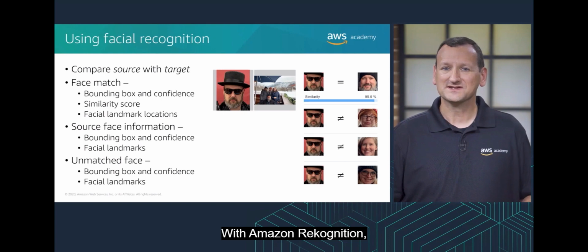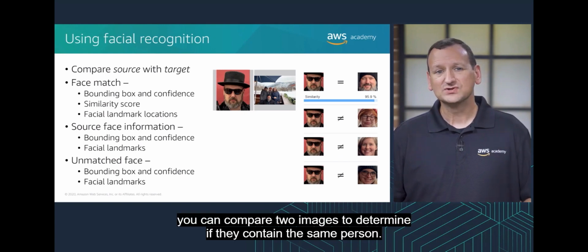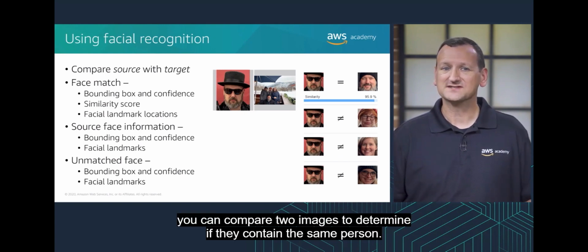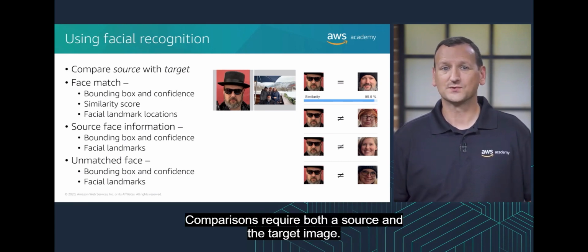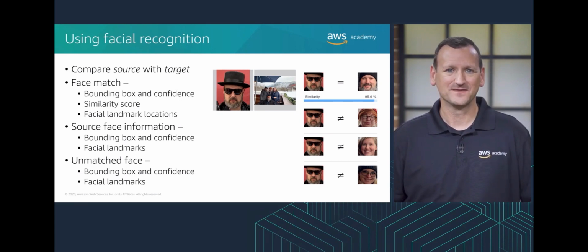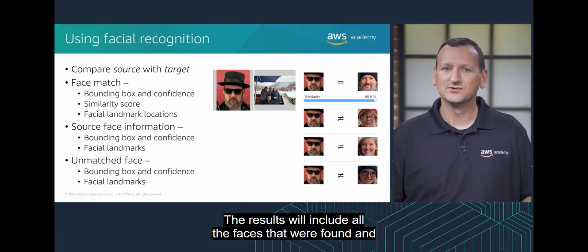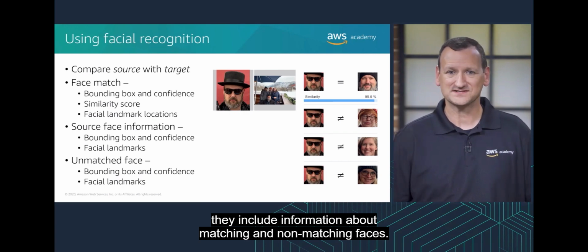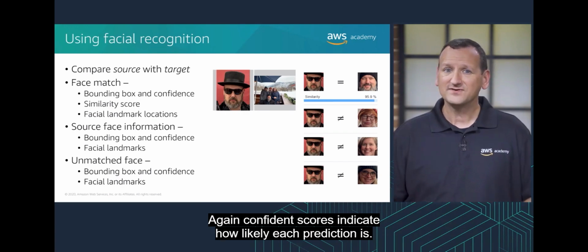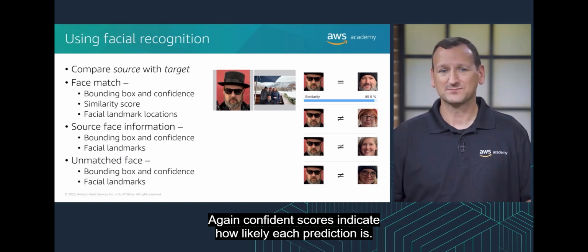With Amazon Rekognition, you can compare 2 images to determine if they contain the same person. Comparisons require both a source and a target image. The results will include all the faces that were found, and they include information about matching and non-matching faces. Again, confidence scores indicate how likely each prediction is.